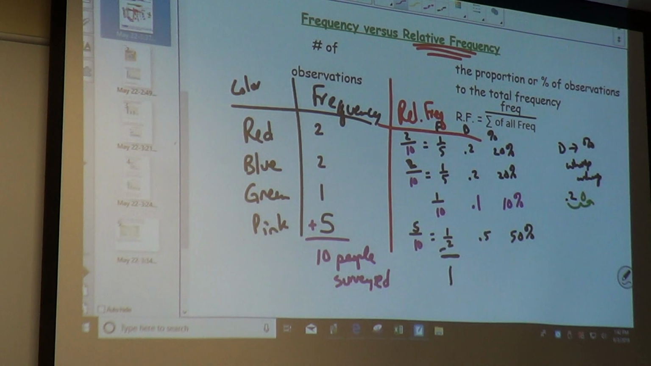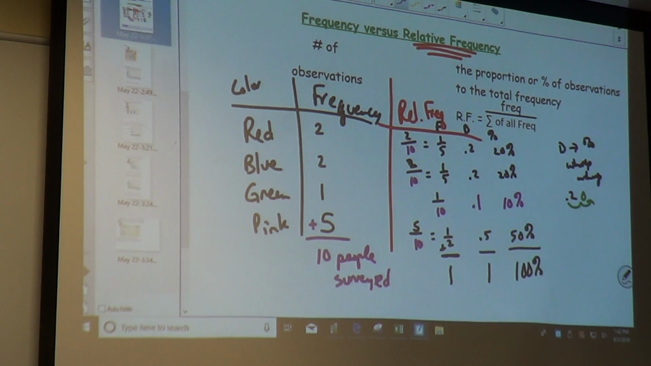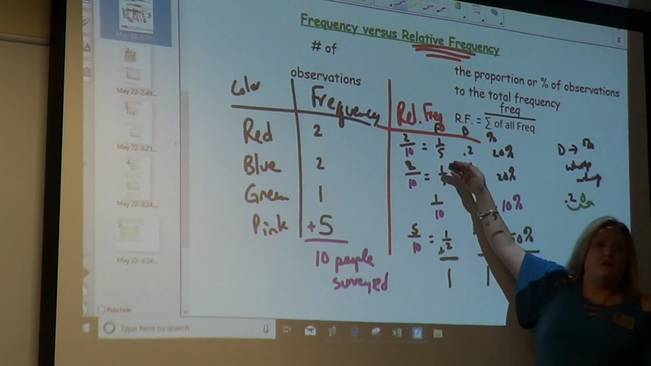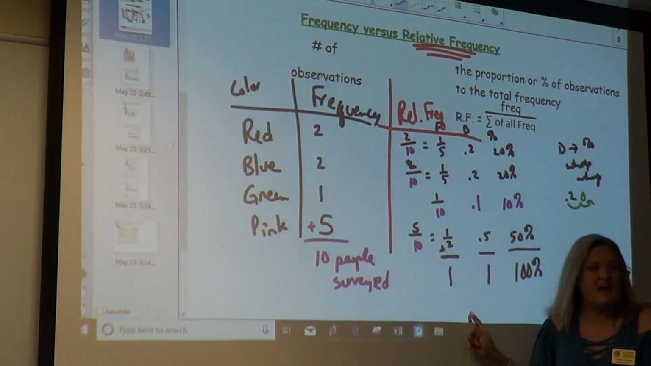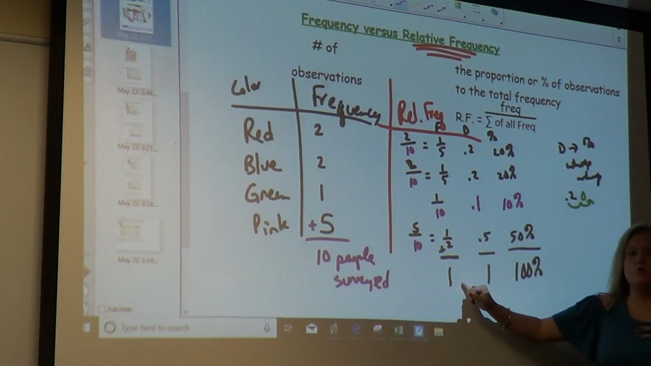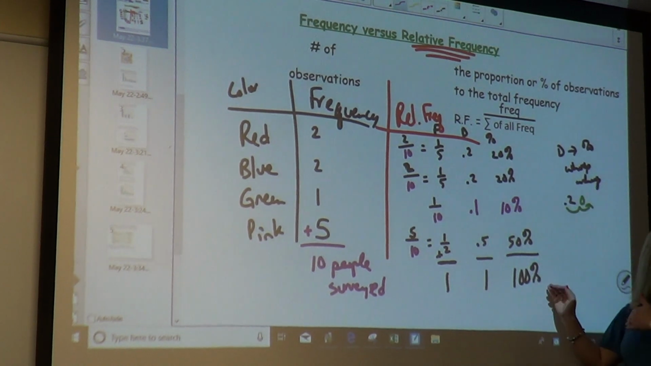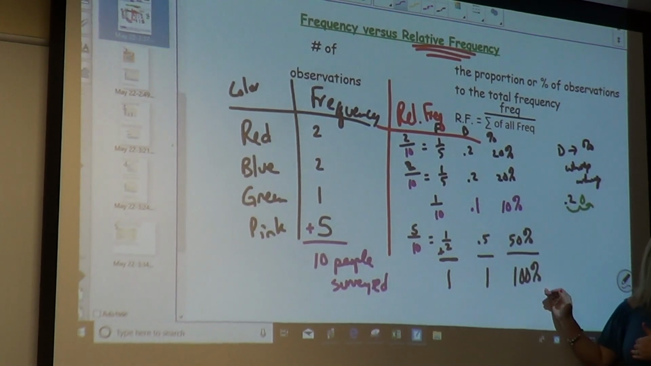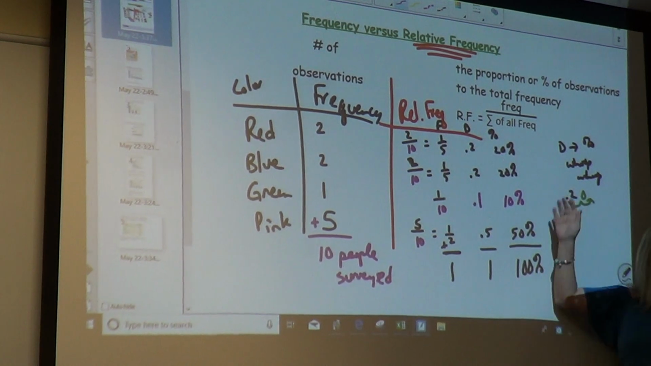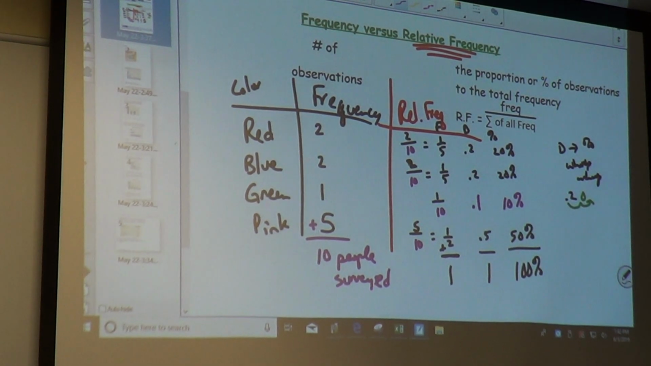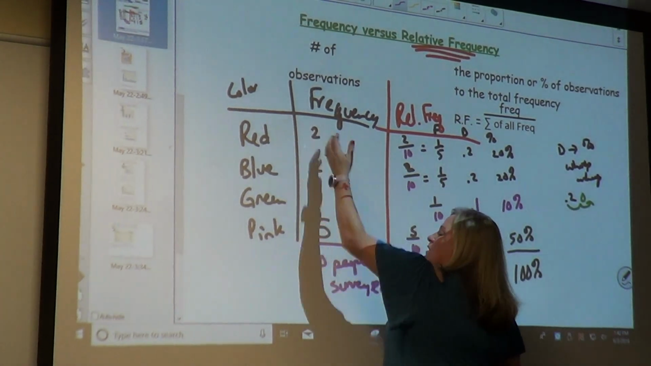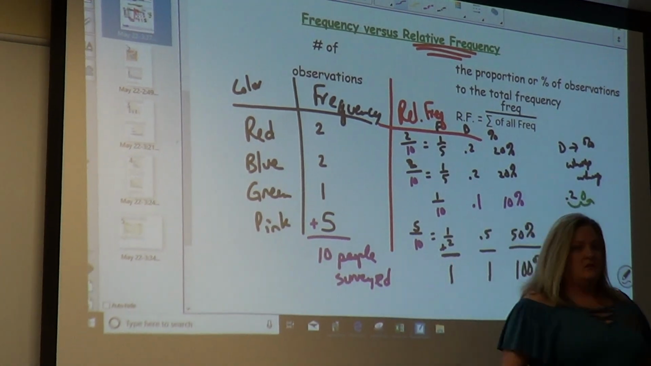100. Because all the pieces are going to add up to the whole survey. All of the pieces are going to add up to the whole survey. And because it's the whole survey, it's going to add up to 100%. So your relative frequencies always are going to add up to 100% or 1. So when we say relative frequency, we want to know how does each variable relate to the whole group.